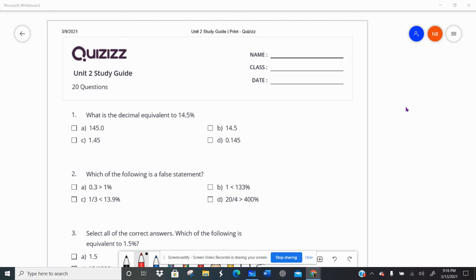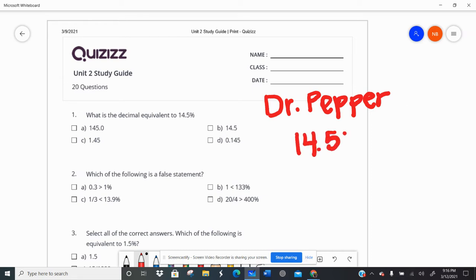Number 1. What is the decimal equivalent to 14.5%? Well, anytime I'm thinking about decimals and percents, I think of that Dr. Pepper, right? So 14.5%. I have a percent. I want a decimal. I'm going to move that decimal 2 spaces to the left, Beyonce style.